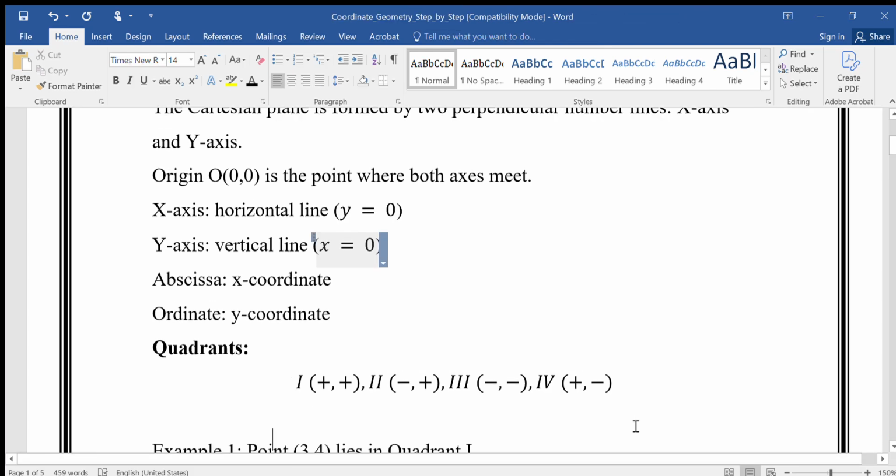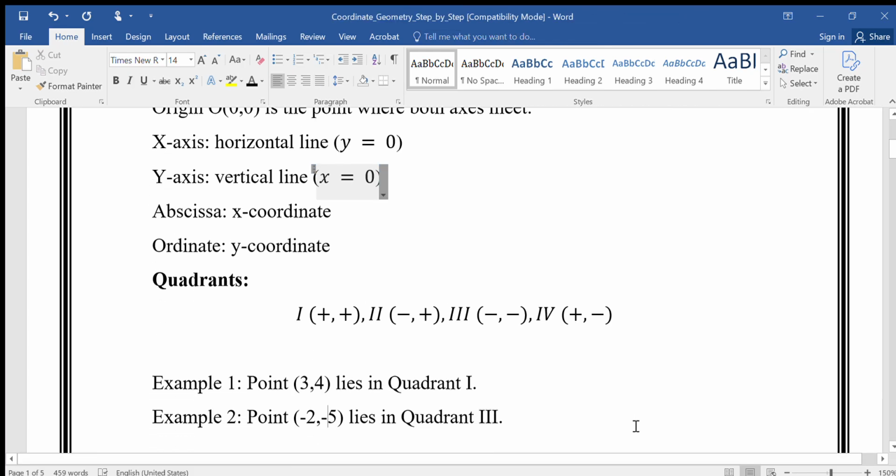For example, point (3, 4). The numbers are in the form of ordered pairs like (x, y), x is 3, y is 4. Both x and y are positive, so it lies in first quadrant. And point (-2, -5), both x and y are negative, lies in third quadrant.